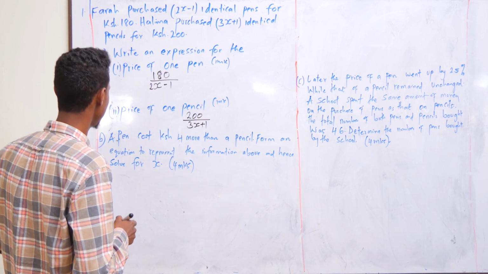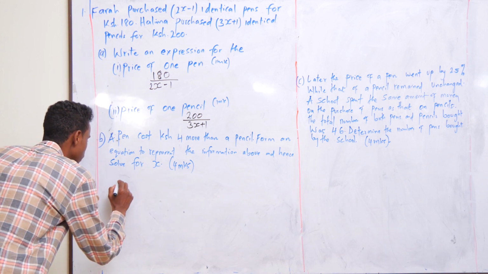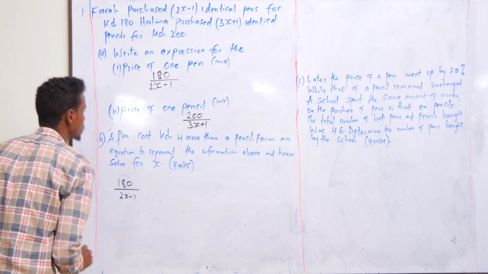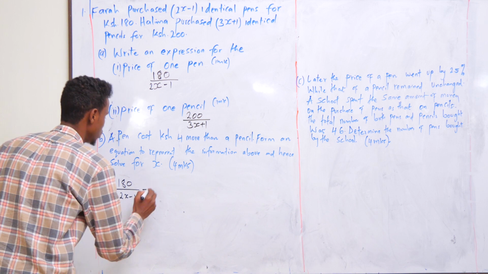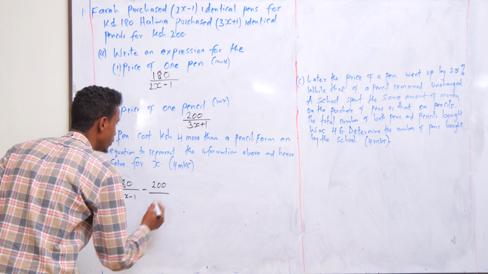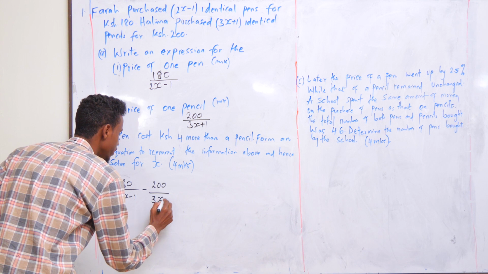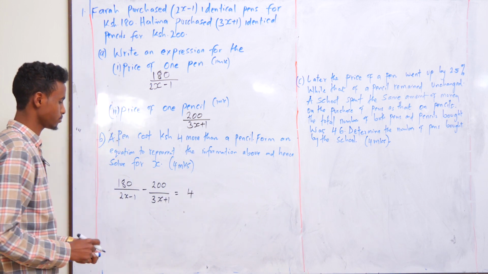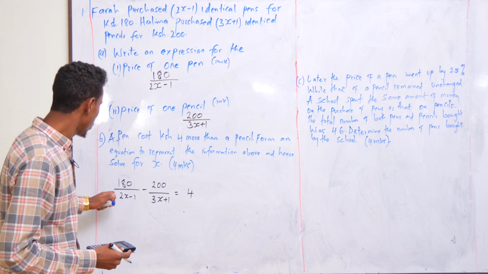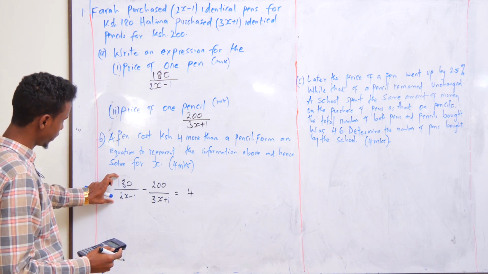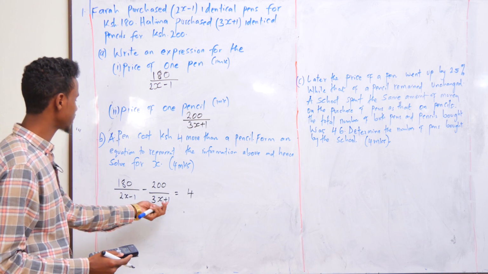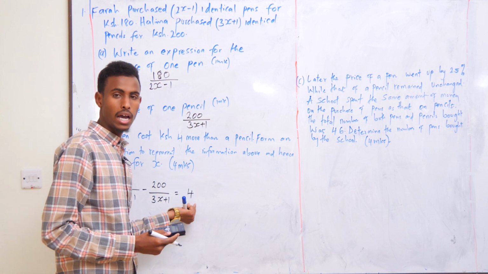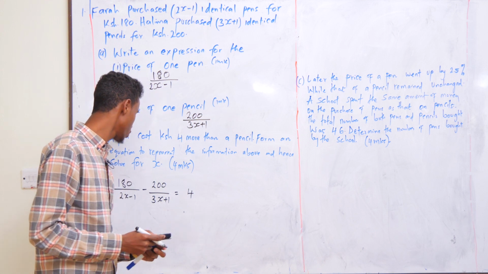Now we subtract, we say 180 divided by 2x minus 1 minus 200 divided by 3x plus 1 will give us 4. Very good. Now, when you subtract the price of one pencil from the price of one pen, you are going to get cash 4. Now, let's solve the question quickly.